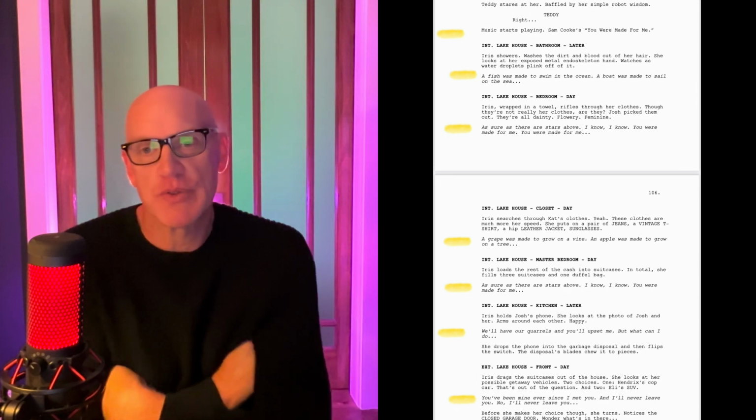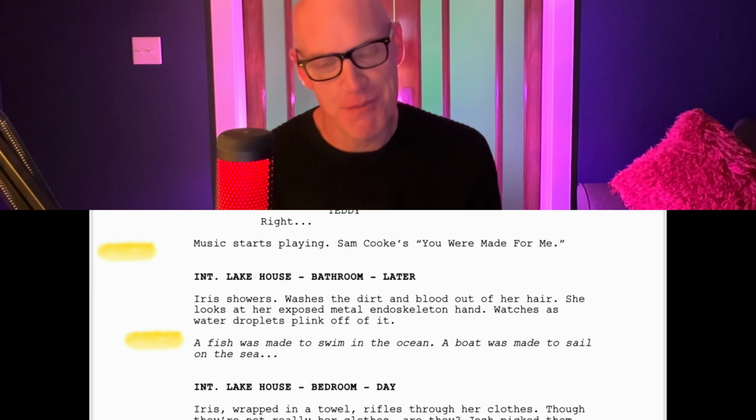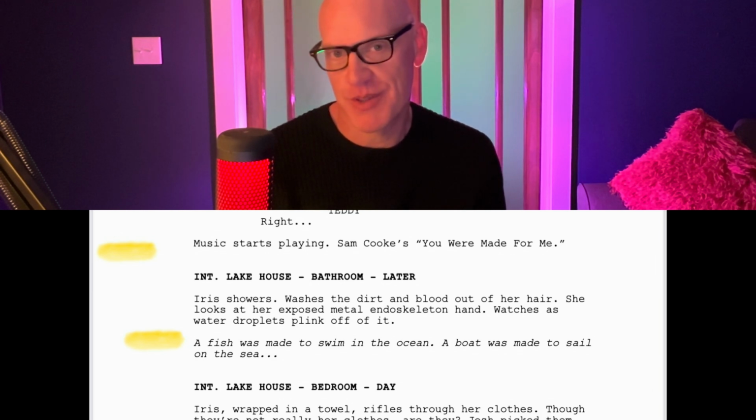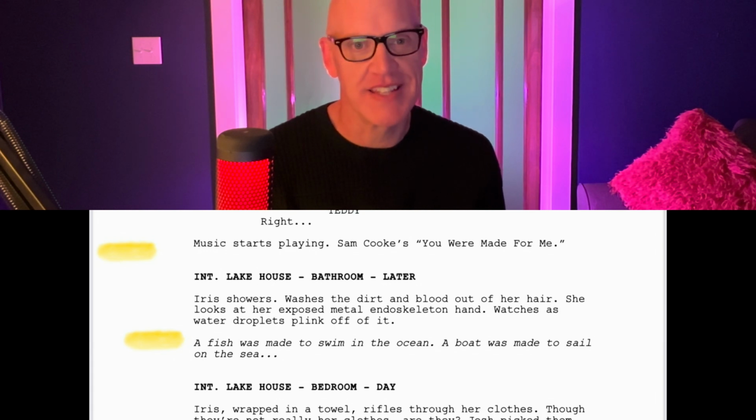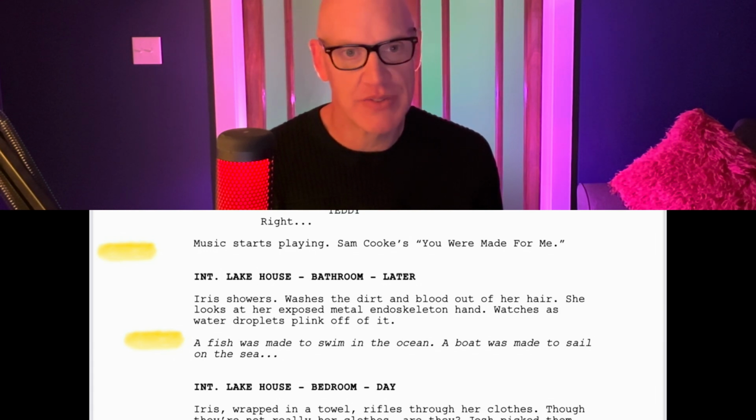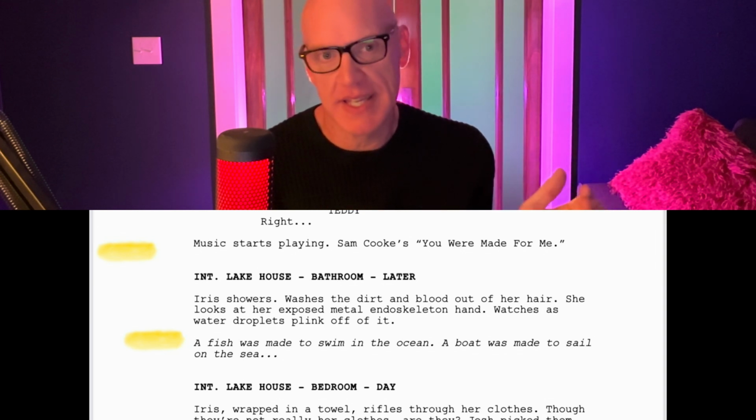Here on 105, 106, we look at Sam Cooke's song, which is You Were Made For Me, which is the perfect song for this screenplay. And you see there's the title and the artist, and then it goes into the next scene where it's the lake house bathroom later, and at the bottom of that, we get a verse.